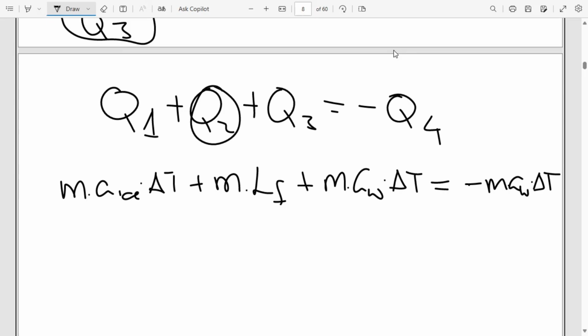So let's put a scenario whereby maybe they've told us the mass of our water. Let's say they've told you the mass of the ice is 10 grams, this ice that is on the left hand side. Then they've told us the mass of the water that we have here on the right hand side is 100 grams. What are we going to do now?